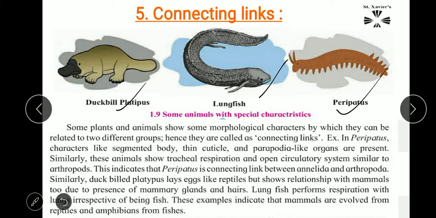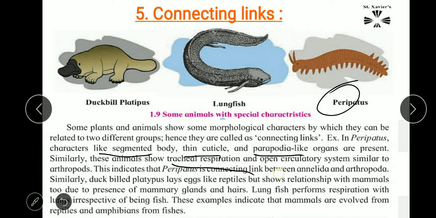When we talk about peripatus, students, peripatus has characters like a segmented body, thin cuticle, and parapodia-like organs. Similarly, the animal shows tracheal respiration and an open circulatory system, similar to arthropods. Students, here we have two different properties. This indicates that peripatus is a connecting link between Annelida and Arthropoda.